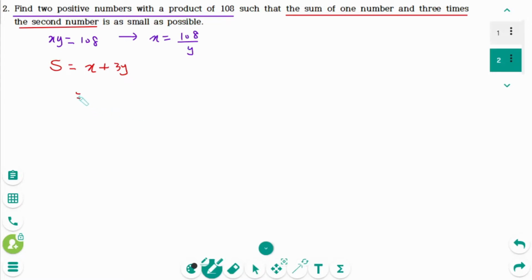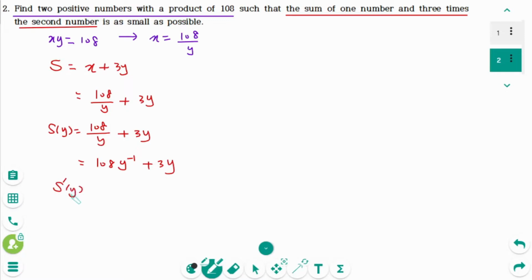Then back to the original, s is 108 over y plus 3y. We wish to minimize the sum. S of y equals 108 over y plus 3y. Then we can rewrite as 108 times y to the power of minus 1 plus 3y. Then s prime of y equals minus 108 y to the power of minus 2 plus 3. That means minus 108 over y squared plus 3.